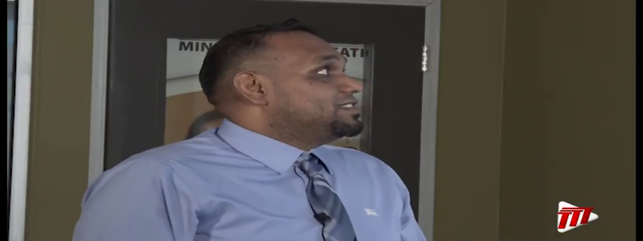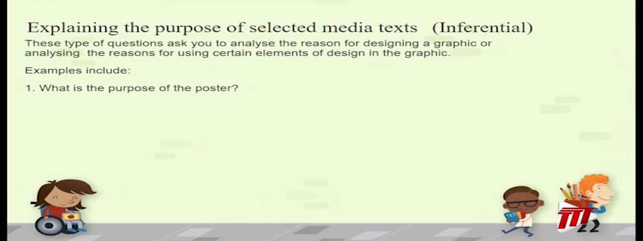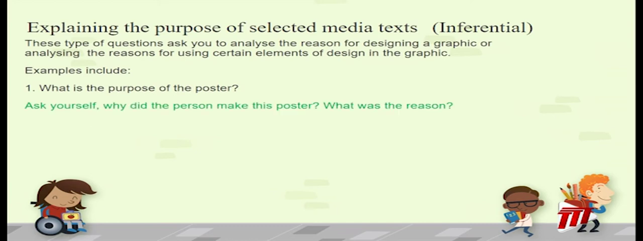Let's continue with our next objective. This objective deals with explaining the purpose of selected media text. Again, this is an inferential type question. These types of questions ask you to analyze the reason for designing a graphic or analyzing the reasons for using certain elements of design in a graphic. Examples include, what is the purpose of this poster? Ask yourself, why did the person make this poster?